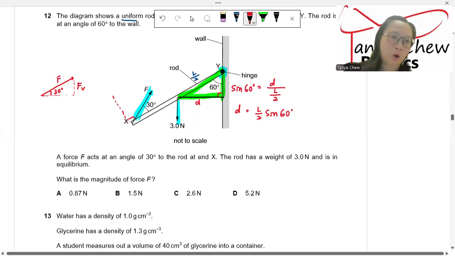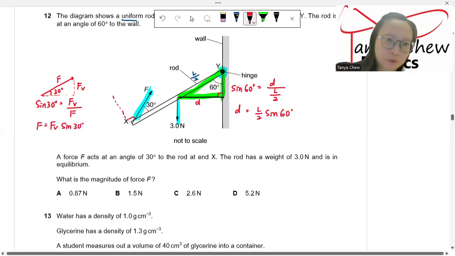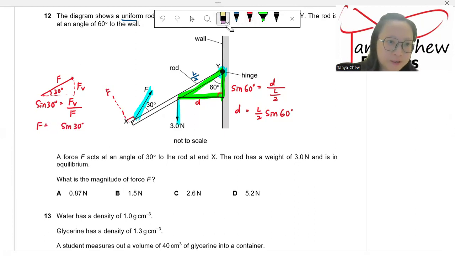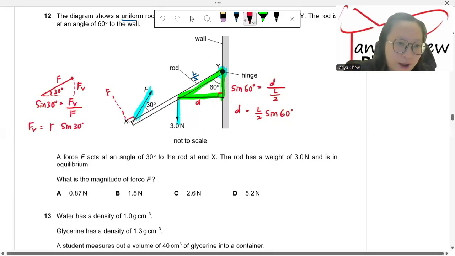So I'm going to use opposite. So I'm going to use sine 30 is equal to FV, meaning the vertical direction of the force, over F. So F vertical is equal to F sine 30. So F sine 30 is here, and then the perpendicular distance will be the length of XY.